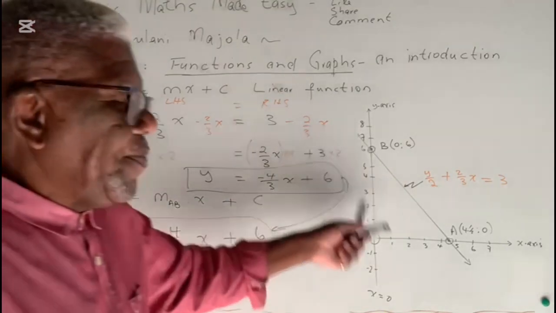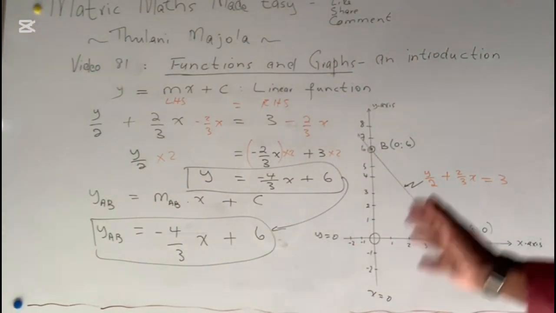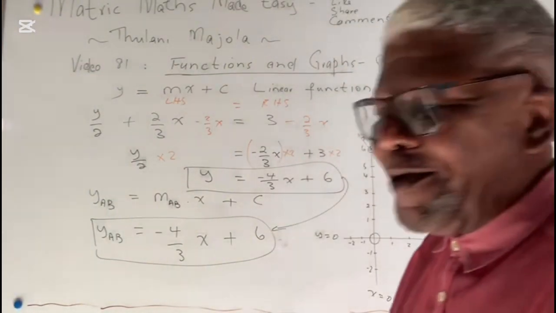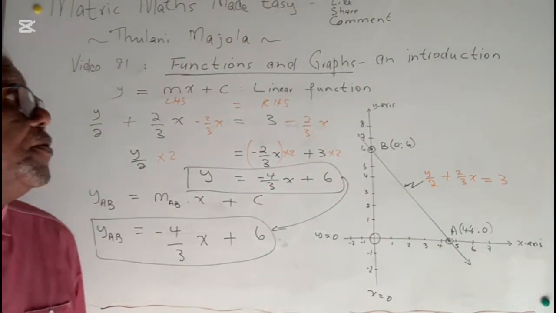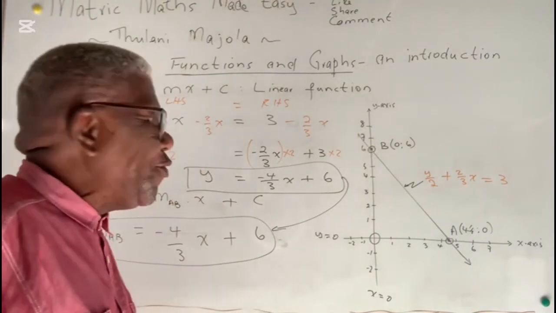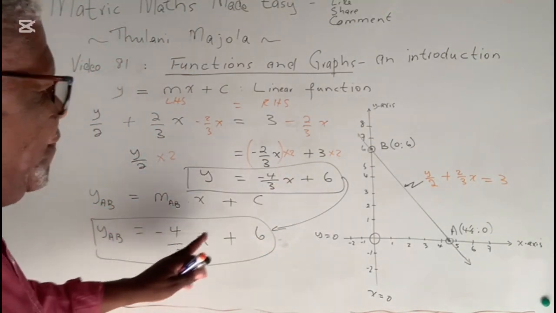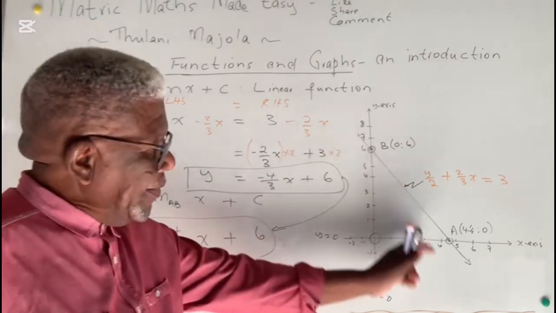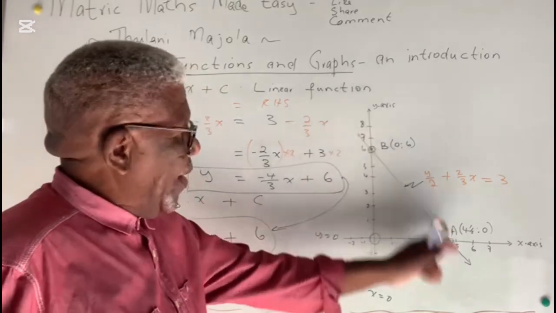So that's your Metric Maths Made Easy, but it's actually grade 10 mathematics, this one. That's why I'm saying it's an introduction. I hope you like it, I hope you enjoy it, and I hope you won't have problems now with sketching the graphs or interpreting the graphs. You see this negative slope, because it's decreasing. As x increases, y decreases.